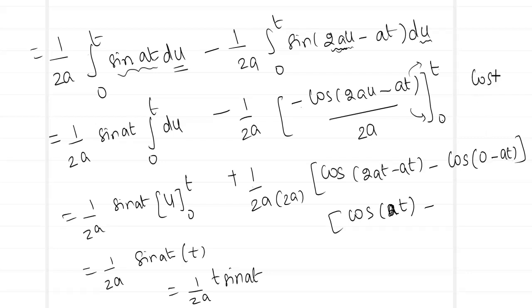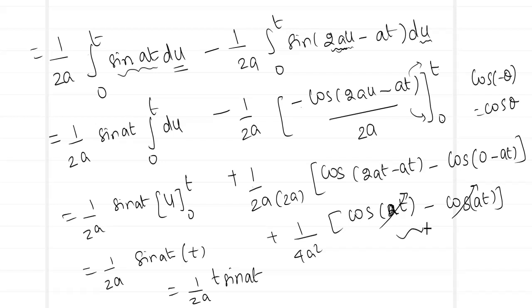What do we know about cos of minus theta? Cos of minus theta is the same as cos theta. So again, this will be equal to cos a t. Now, this quantity, which is going to be cos a t, cancels off with this minus cos a t, leaving this term equal to 0. Hence, we just have the first part of the integration to exist and the second part vanishes.